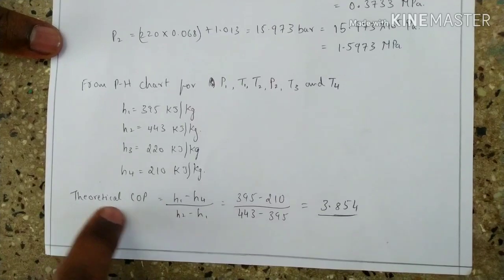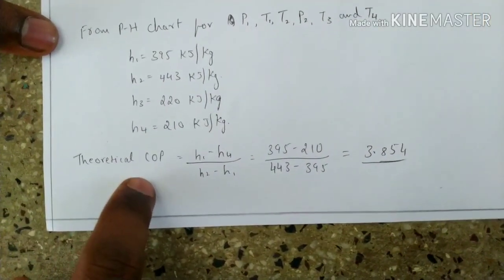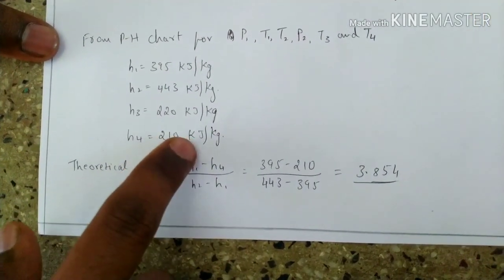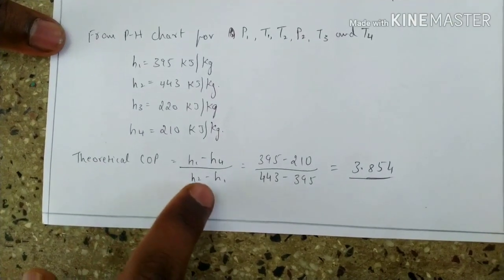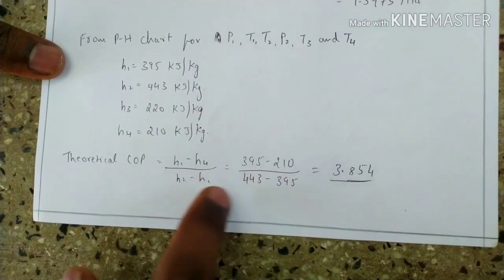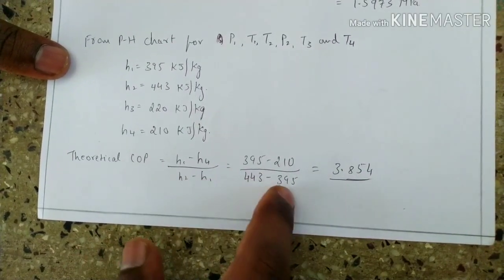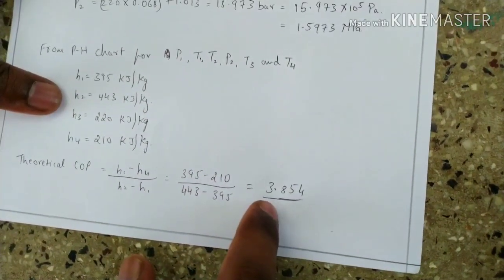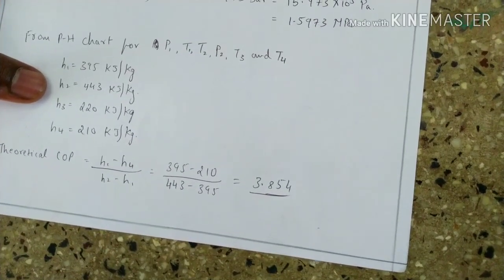Theoretical COP, that is theoretically calculating the coefficient of performance. The formula is H1 minus H4 divided by H2 minus H1, where the H1 value is 395 minus H4, 210, whole divided by the H2 value 443 minus H1, 395. You'll get the final answer as 3.854.